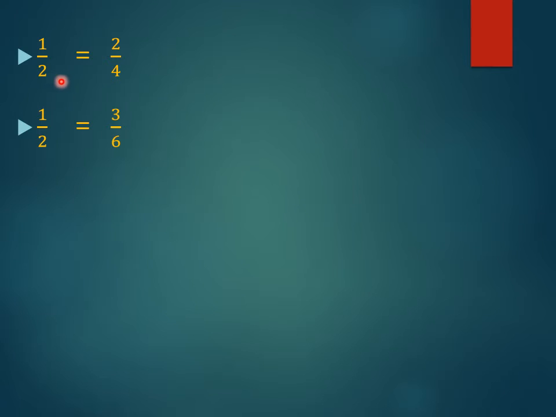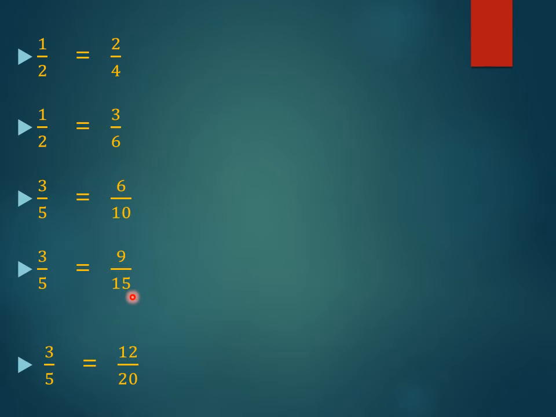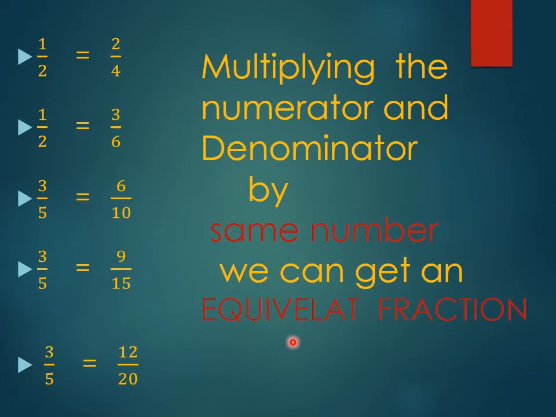This is 1/2 equals 2/4. This is a pair of equivalent fractions. Half equals 3/6. Here 2 is multiplied by 3, and 1 is also multiplied by 3. 5 multiplied by 2 is 10, 3 multiplied by 2 is 6, so 3/5 and 6/10 are equivalent fractions. Here both the numerator and denominator are multiplied by 3. Both of these two are multiplied by 4. Then 3/5 and 12/20 are equivalent fractions.